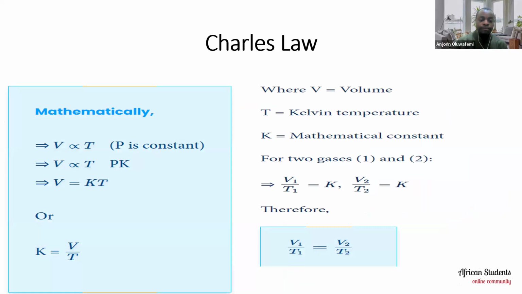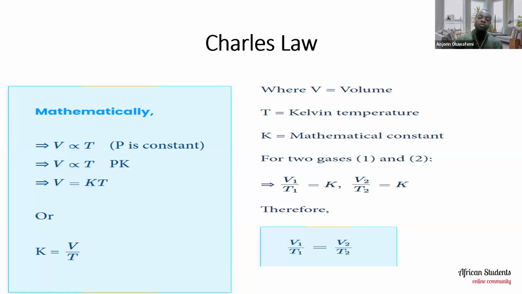So, V will be equal to what now? V will be equal to KT, where K is a constant, or K can be V, that's the volume, divided by the temperature. So here, our V is our volume, T is temperature, and then K is the mathematical constant.